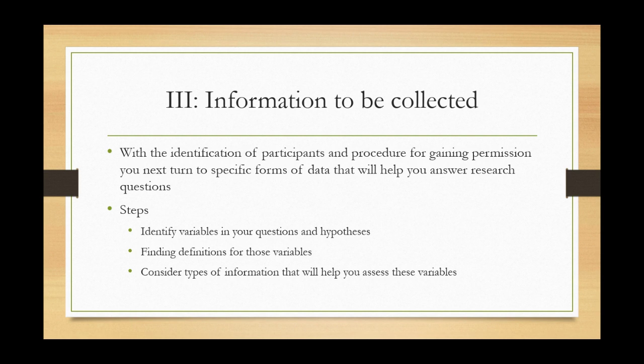The second step, you have to find definitions of those variables, and then you consider the types of information that will help you to assess these variables. In the identification of variables, the first thing you have to do is specify those variables from the research questions. If you look at the research questions or the hypothesis, these statements contain variables. So to determine what data need to be collected, you need to identify clearly the variables in your study, and those variables can be seen in the research questions.